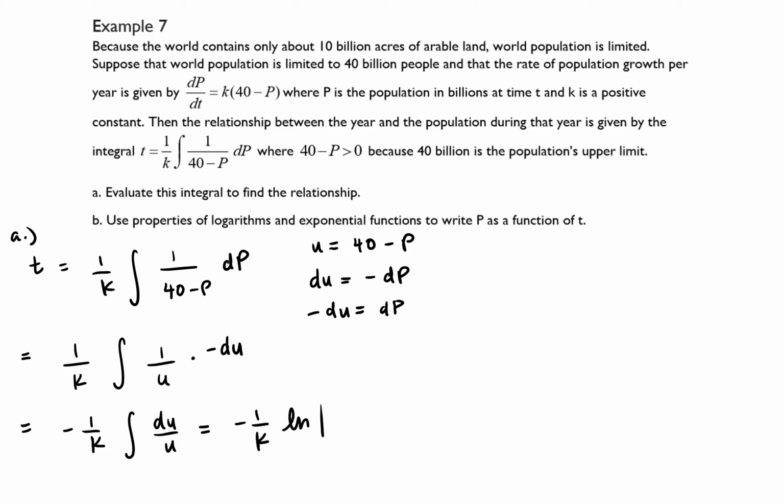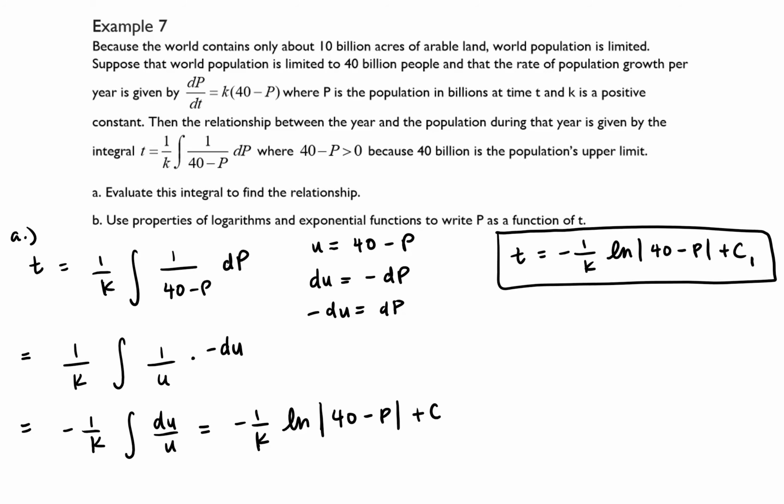I'm just going to go ahead and substitute the u value in. So it's going to be 40 minus p, like that, plus our constant of integration. So finally, we get that our function is t equals negative 1 over k times the natural log of 40 minus p plus c. And I'm going to label this c sub 1, and you'll see why once we do the next portion. But this is our function or our relationship for part A.